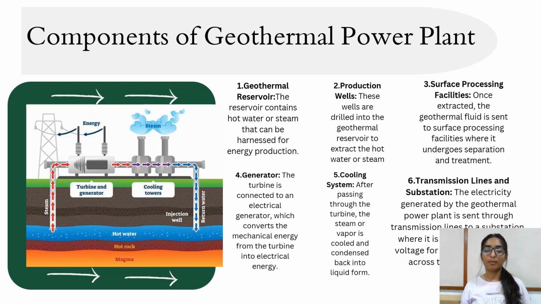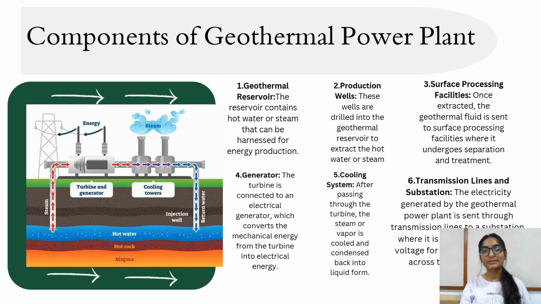Here we'll see the components of a geothermal power plant. Geothermal reservoir. The underground reservoir holds either hot water or steam, both valuable sources of energy. The reservoirs are typically located deep beneath the earth's surface and are accessed through drilling. Wells. These wells are strategically drilled into the geothermal reservoir to extract the hot water or steam.